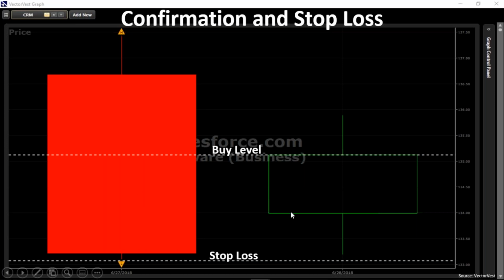The following day, the stock opens higher than the previous day's close, but closes higher than the previous day's open. The unfilled green body is completely engulfed by the previous filled red body. Okay, so this is a bullish Harami, and remember, earlier I said that Harami is a Japanese word for pregnant woman.